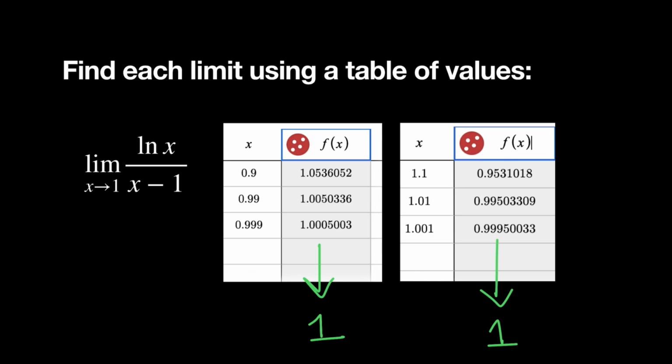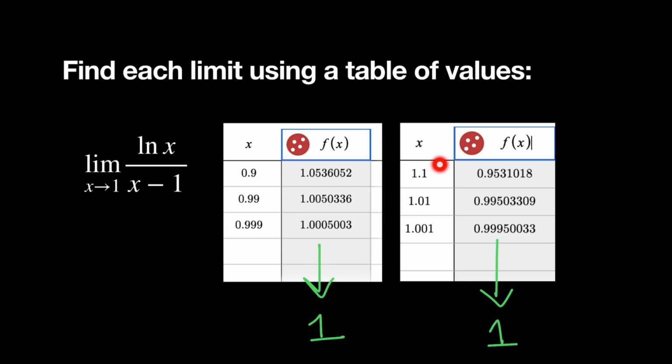So I went ahead and put all of these x values into a calculator and completed my table of values. So I can see that as x approaches 1 from the left, as the x values are getting closer to 1, these y values appear to be getting closer and closer to 1. And if it wasn't obvious that they were approaching 1, I could put more x values into my table. I could try 0.99999, etc. And these x values are getting closer and closer to 1. So that means my left-hand limit is 1.